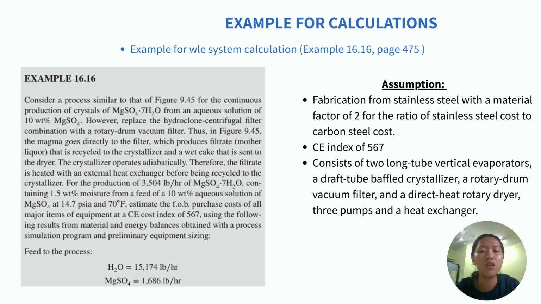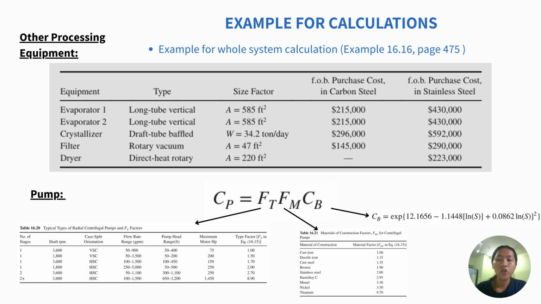The whole system consists of 2 long tube vertical evaporators, a draft tube vacuum crystallizer, a rotary drum vacuum filter, and a direct heat rotary dryer. Also, there are another 3 pumps and 1 heat exchanger. I'm going to explain it in 2 parts. The first is the most widely used equipment, and the other is the other processing equipment. I'm going to explain the other processing equipment first.